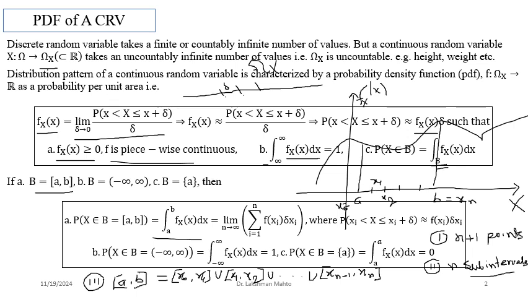Which object has a very easy area to compute? If you take a rectangle, what is the area of a rectangle? Height into width. But do you see here, after the partition, what you observe? This is the first partition of the area under the curve. This is the second partition. This is the third partition. And it will go on.